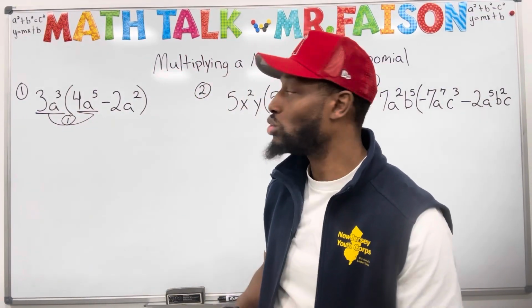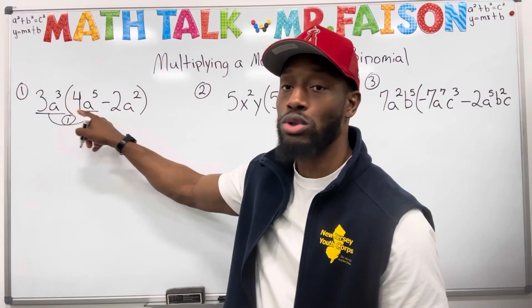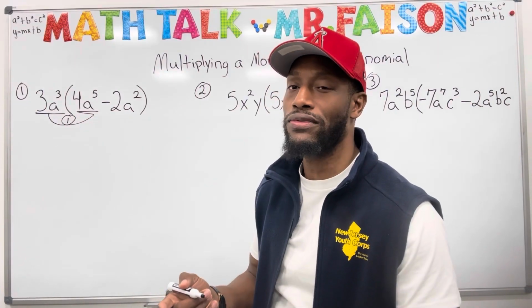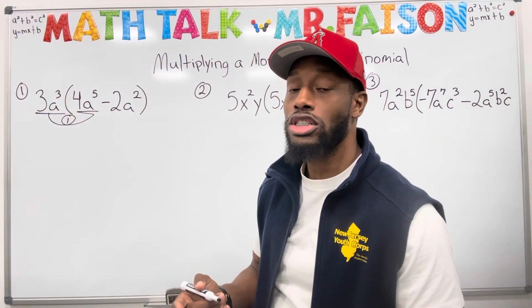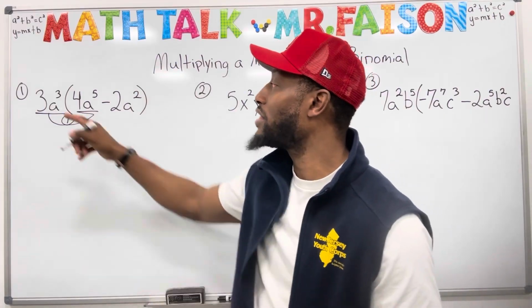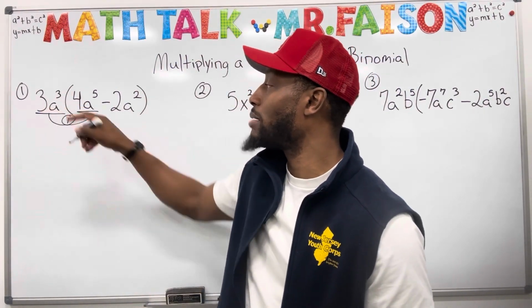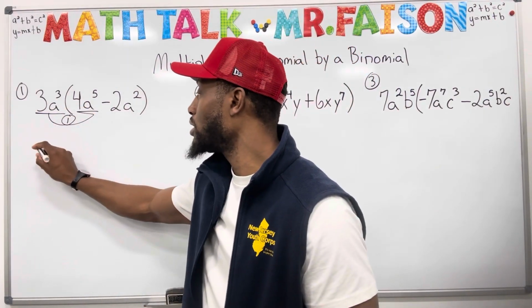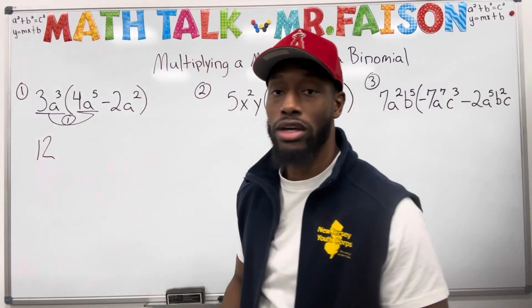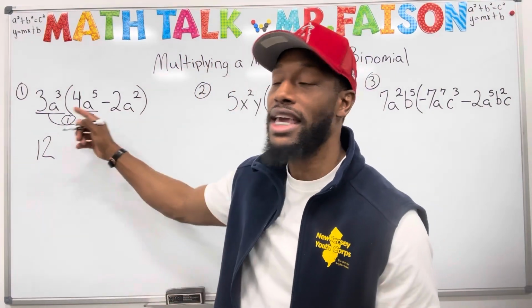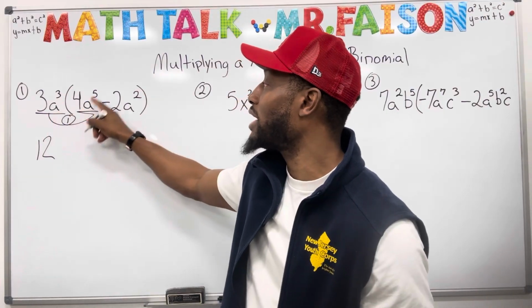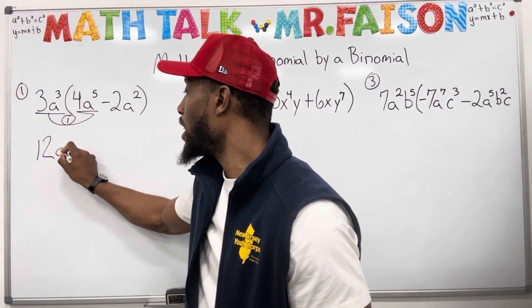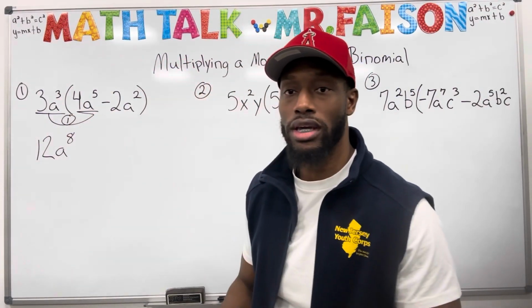Now, like I showed you, when we're multiplying, that's us multiplying two monomials. We did that before. So if you remember, all we have to do is multiply the big numbers. So I'm going to multiply 3 times 4. That's going to give me 12. Now all I have to do is just add the a's. So right here I have 3 a's, right here I have 5 a's. That's going to be a to the 8th, okay?